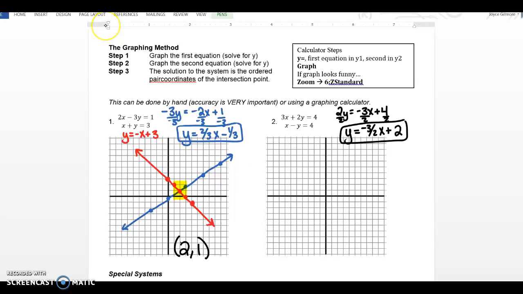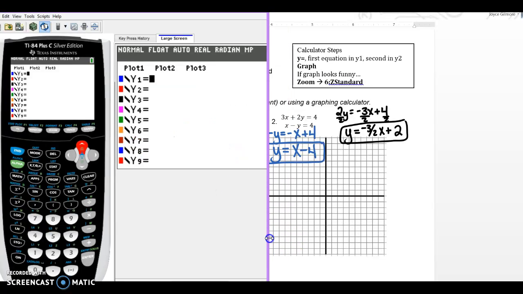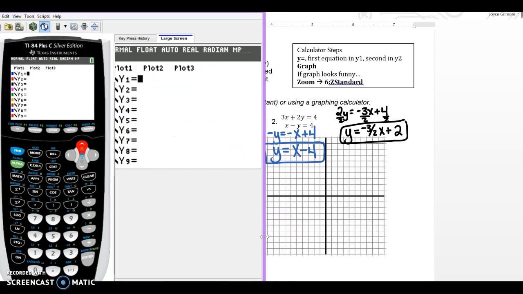And the other equation, if we subtract x on both sides, we'd have negative y equals negative x plus 4. Do we want negative y? No. So divide everything by negative 1 to get y equals positive x minus 4. That's the second one that we're going to put in the calculator. Okay? So let me move this a little bit so we can see.